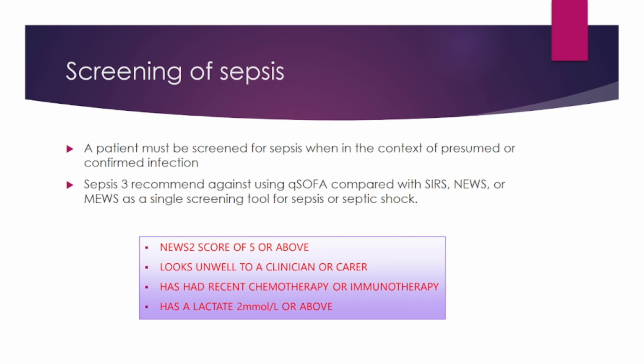If the NEWS score, or early warning score, is 5 or above, and the patient looks unwell to a clinician or the carer, and the patient had recent chemotherapy or immunotherapy and has a lactate of more than 2 or above, you need to have a high degree of suspicion. Could this be sepsis?